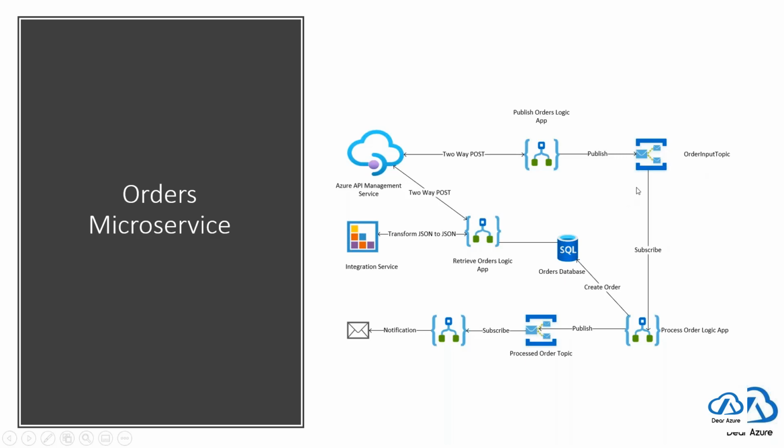Now, the order input topic has a subscription from the process order logic app. The task of this process order logic app is just to subscribe to the messages published onto the order input topic, process them, and create an order in the orders database. Once that is done, it publishes another message onto a different topic, which signifies that the order has been processed. Then there is another notifications logic app which subscribes to that message and sends out the notification to the customer who placed the order. So that's the publish orders logic app.